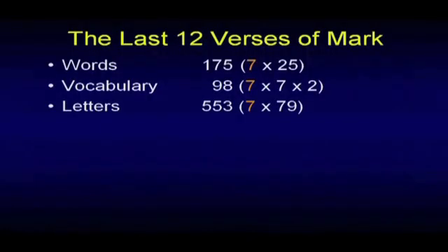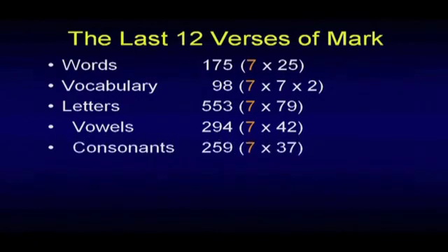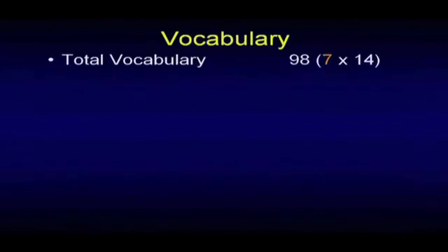The number of letters in the Greek are 553. That turns out to be a multiple of 7 precisely. When I say a multiple, there's no leftover. You follow me? The vowels are a multiple of 7 exactly, and so are the consonants. Well, they would be, because they would be dependent on one another. The total vocabulary, I said, was 98.